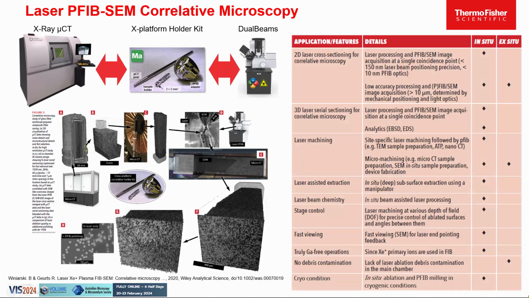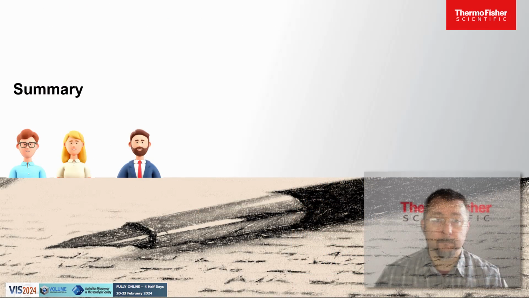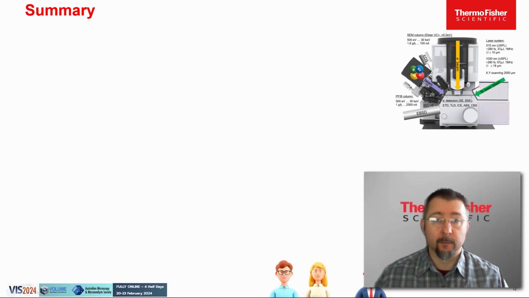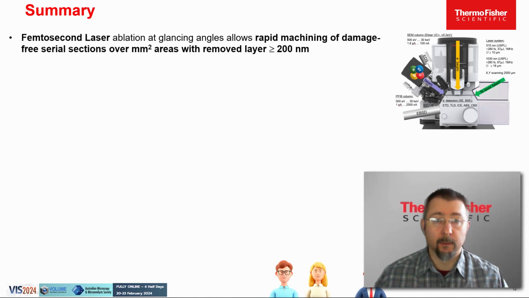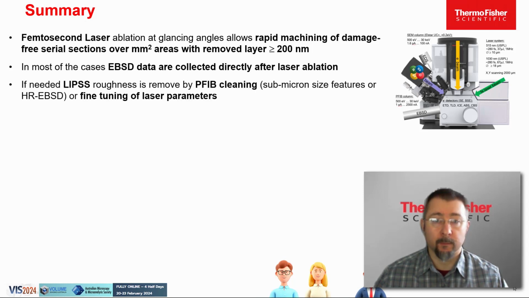The in situ laser PFIB has a wide range of applications not accessible by ex situ laser configurations, for example 3D EBSD EDS mapping, laser beam assisted chemistry, laser processing at cryogenic conditions, etc. Femtosecond laser allows rapid machining of damage-free serial sections over mm² areas. In most cases, EBSD data are collected directly after laser ablation. If needed, LIPSS roughness is removed by FIB cleaning or fine-tuning of laser parameters.